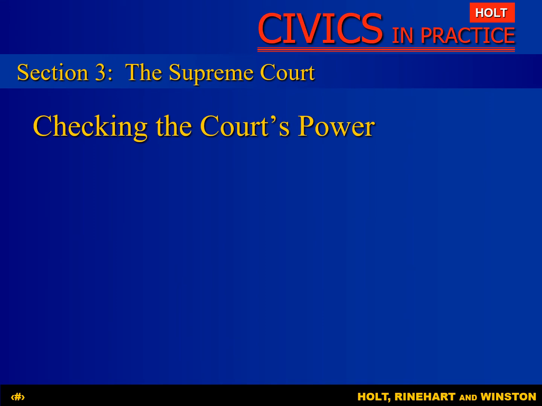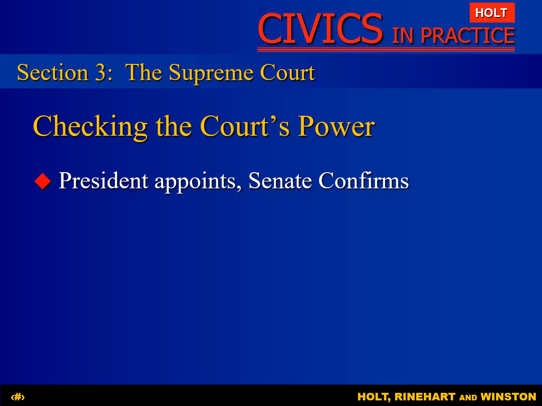The first check and balance of power on the United States Supreme Court is that the president appoints the justices who serve on the Supreme Court, and the Senate must confirm them.